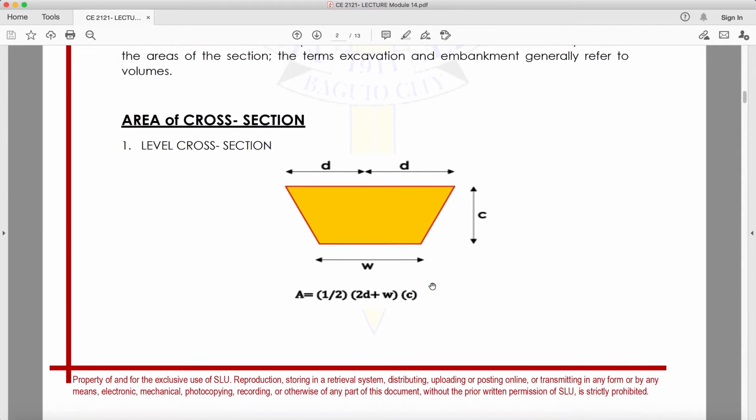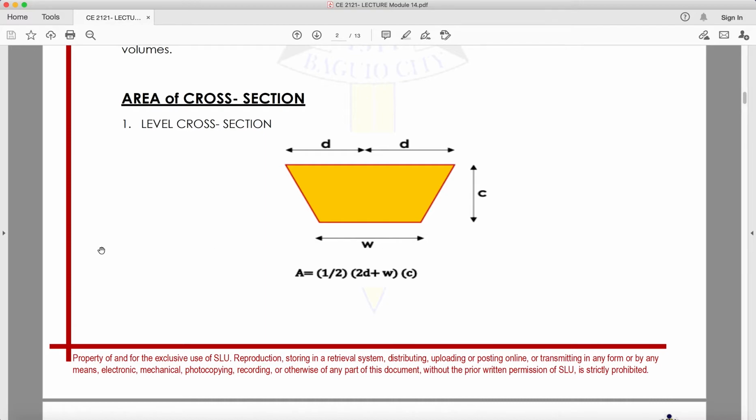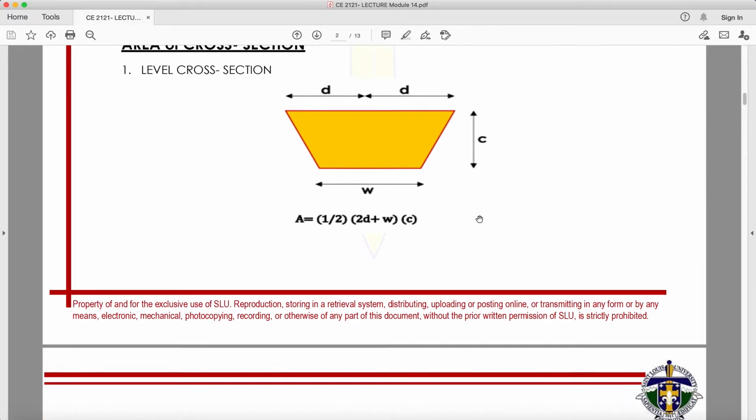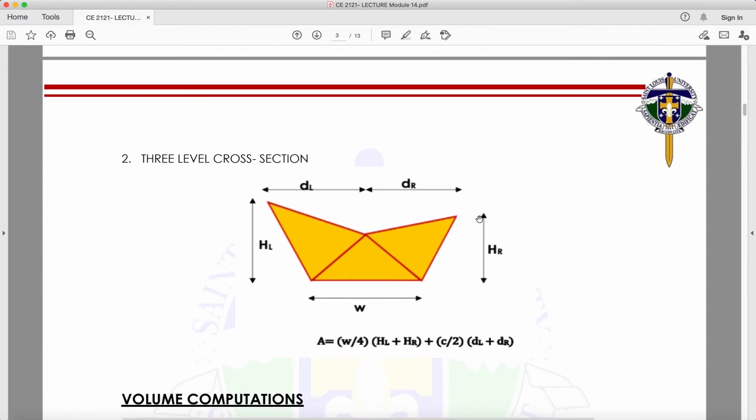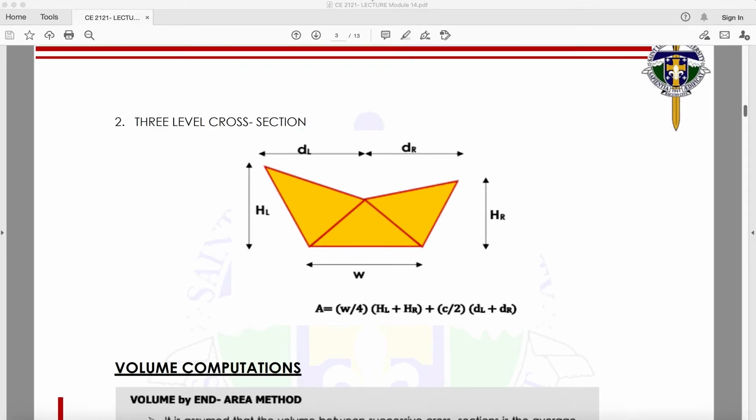So how do we determine the area of a cross-section? First we have the level cross-section, which is simply a trapezoid. For a trapezoid, we have 2D plus W divided by 2 times C, where C here is the depth. Next we have the 3-level cross-section, where the area is equivalent to W divided by 4 times HL plus HR, plus C over 2 times DL plus DR. So you can get your area.